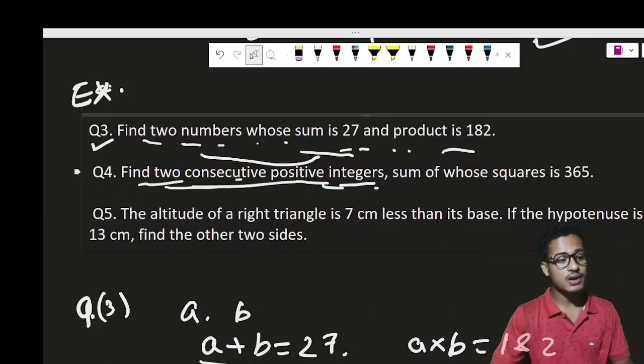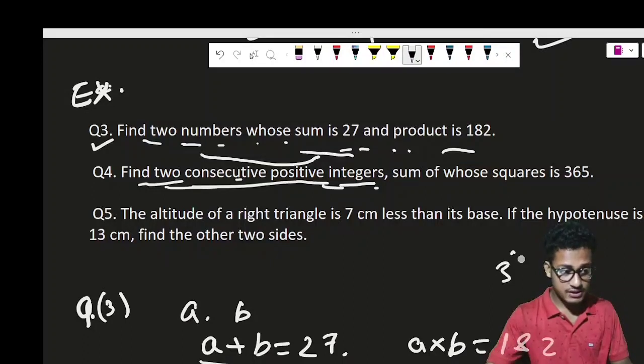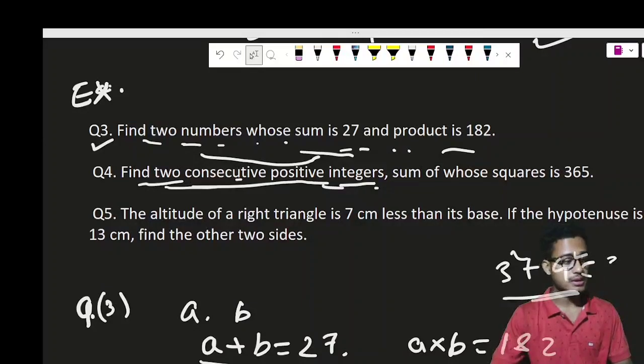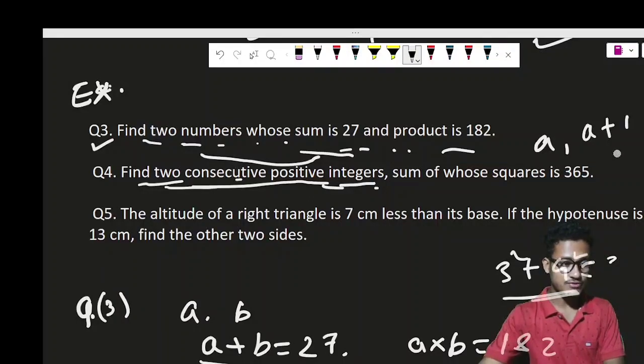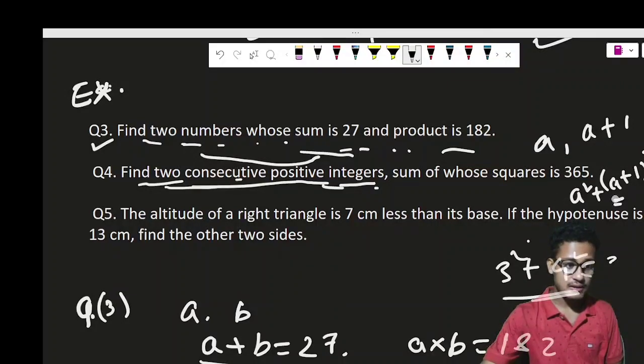Sum of whose squares, after squaring, that means 3 square plus 4 square. The sum of these squares is 365. One consecutive number is a, another consecutive number is a plus 1. If one is 3, another is 4. So if one is a, then another is a plus 1, and the sum of their squares, a square plus a plus 1 square, is equal to 365.